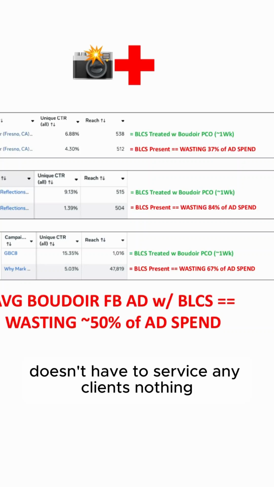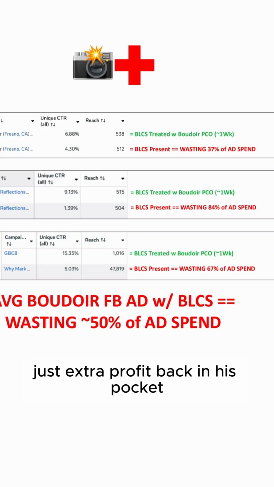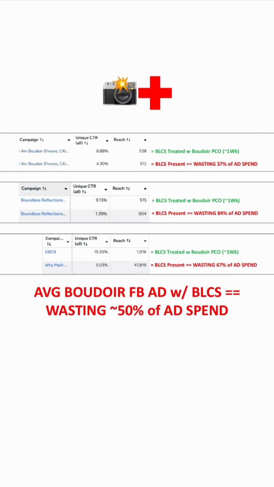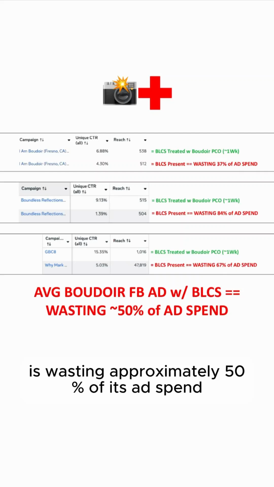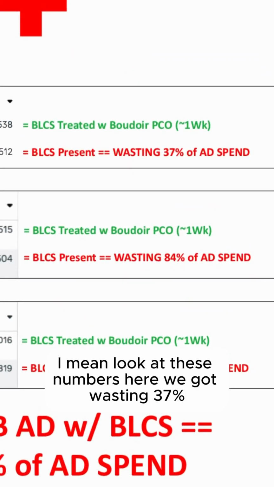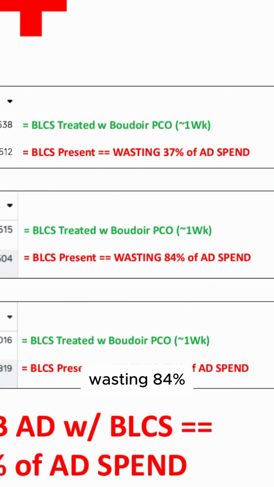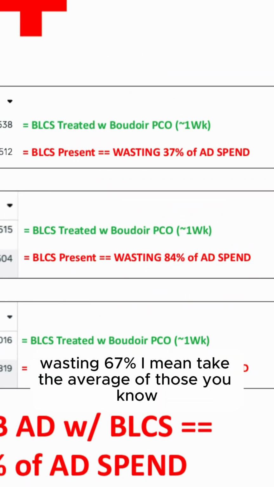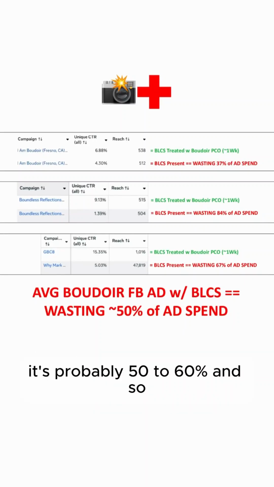Doesn't have to service any clients, nothing, just extra profit back in his pocket. So the average boudoir Facebook ad with BLCS is wasting approximately 50% of its ad spend. I mean, look at these numbers here. We got wasting 37%, wasting 84%, wasting 67%. I mean, take the average of those. It's probably 50 to 60%.